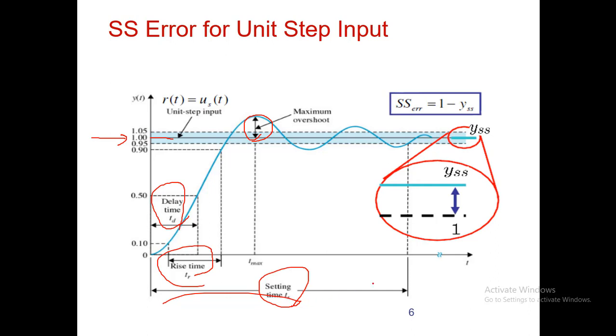So the thing that we are interested in is basically this y of ss. This is the difference in the value, and 1 minus this y of ss gives us the steady state error. So basically we are interested in this difference in the value, that is, how much is this y of ss.